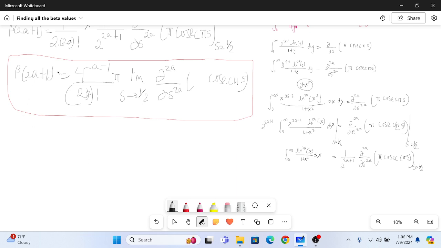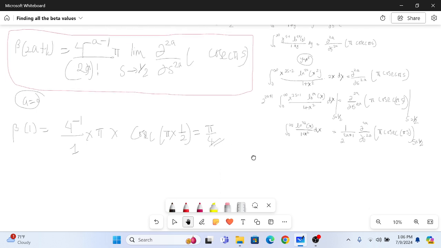Beta of 1, just substitute a equals 0, and then we get beta of 1, and this will be 4 to the power minus 1, 0 factorial is 1, and then pi. Now the zeroth partial derivative is just the original function, so we will have cosec of pi times s, where s is 1 by 2, and cosec pi by 2 is just 1, so this is pi by 4. It works. Yes, now let's try to find beta of 3 as well.